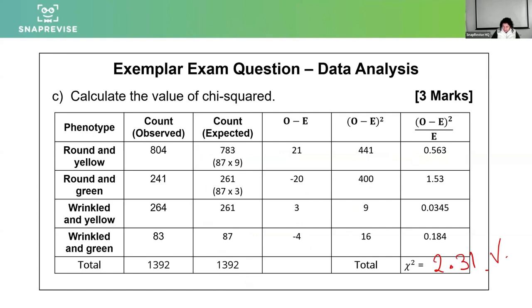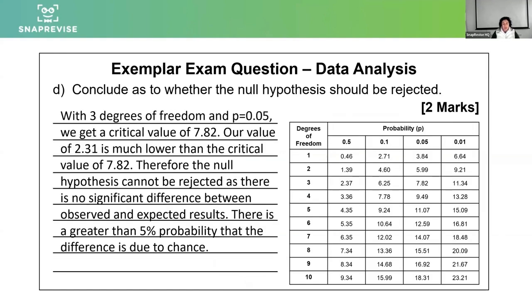Now, how do I then decide whether I accept or reject the null hypothesis? Well, I know that I've got 3 degrees of freedom. So I'm looking at this row and I am looking at the 0.05 significance level. So my critical value of my chi-square test is 7.82. I then go ahead and compare it with the value that I calculated, which is 2.31, which is of course much lower than the critical value. Therefore, the null hypothesis cannot be rejected. So the difference, the deviation that we see between observed and expected is due to chance.